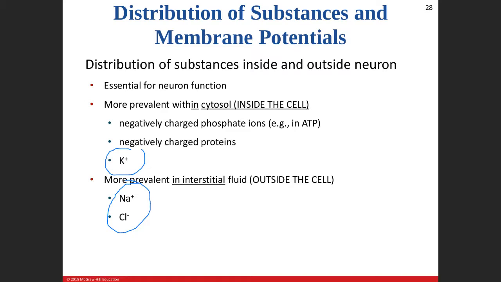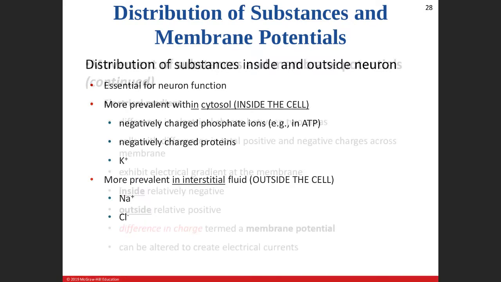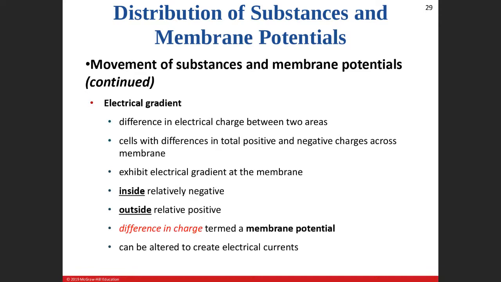Now we're going to talk about a different type of gradient. We call it the electrochemical gradient. So it has two parts. It's going to involve electricity, so charges, and it's going to involve chemicals, substances. So we're going to break it down, and we're going to talk about the electrical part first. So we're going to talk about the electrical gradient, and here it is.